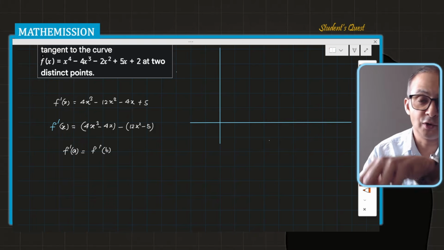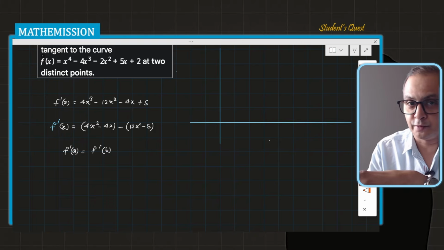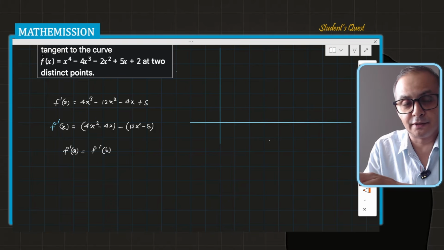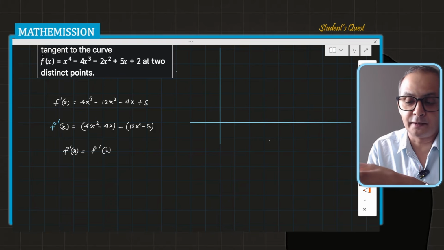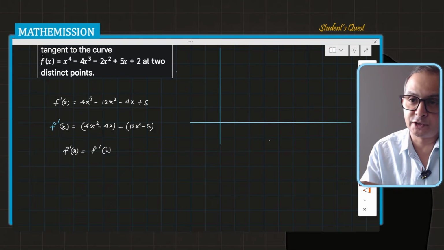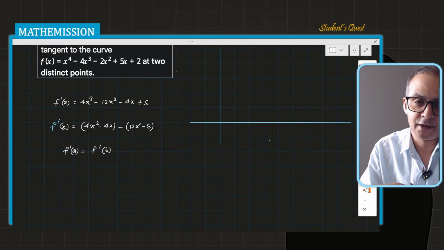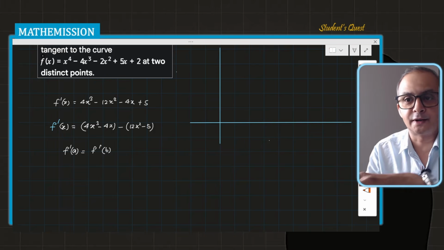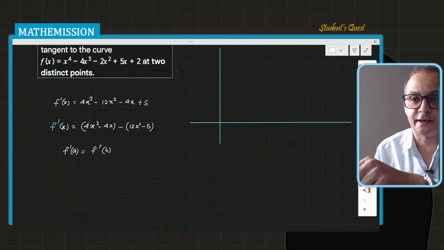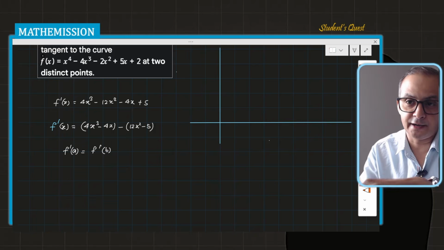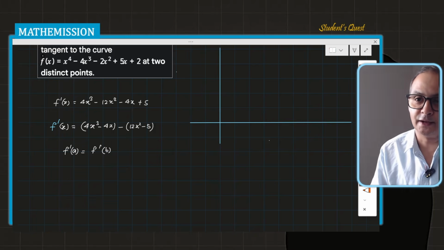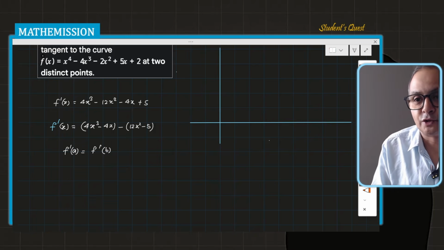But there is one loophole here: you are comparing the slopes. It is also possible that the slopes are equal simply because the two lines are parallel. We'll manage that later, but let's assume that f'(a) and f'(b) give the slope of the same line at two different points. So let's say a and b are those points, and let's substitute them.